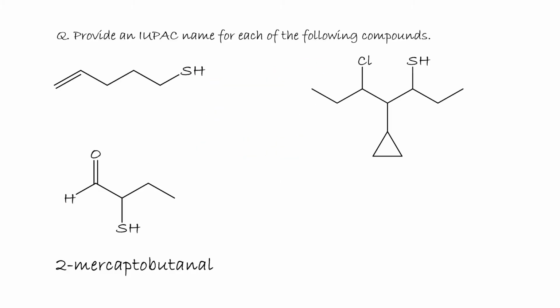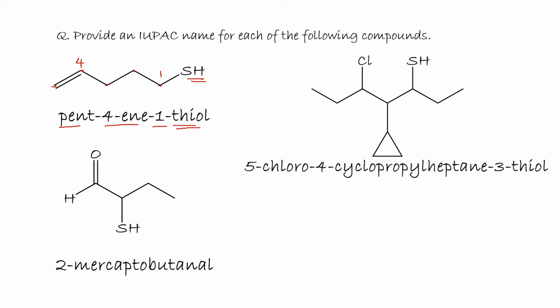Provide the IUPAC name for the following compounds. These compounds, here is S, 1, 2, 3, 4, 5. S will be senior, so the suffix will be thiol. So it is pentane 1-thiol. Here is 1 and here is number 4.